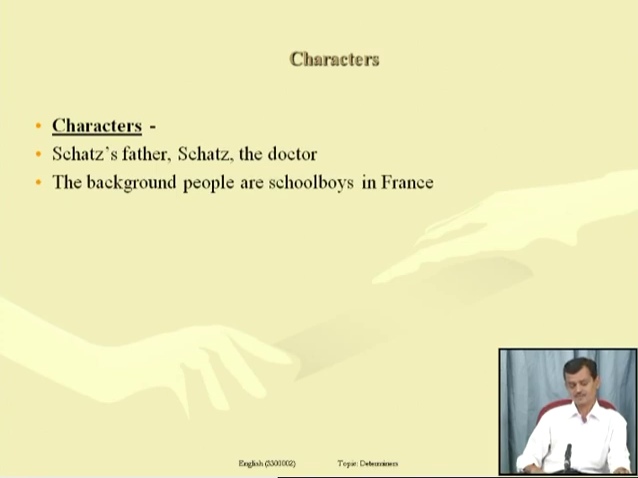Some other characters actually do not appear in the story, but they work in the background to form some kind of misinterpretation in the mind of Shaz. These background people are schoolboys in France.